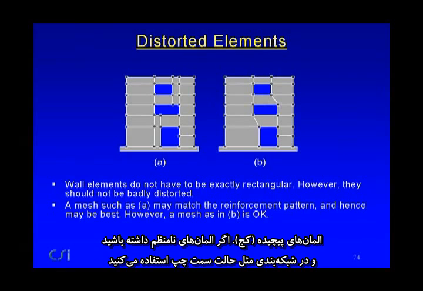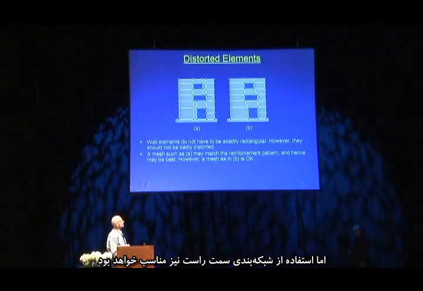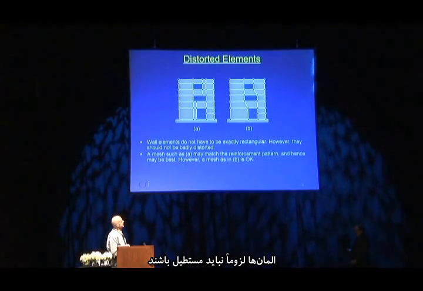Distorted elements. If you had some irregular holes, you could use a mesh like this on the left, but it would also be okay to use a mesh like this on the right. The elements don't have to be rectangular. They just shouldn't be badly distorted.